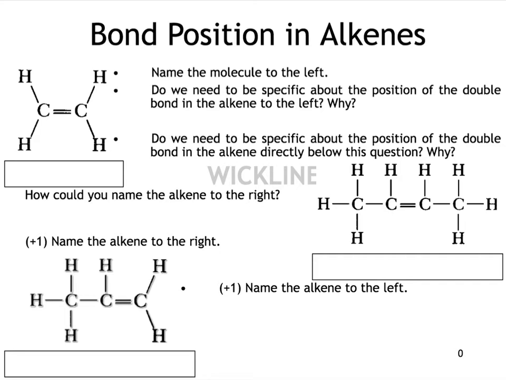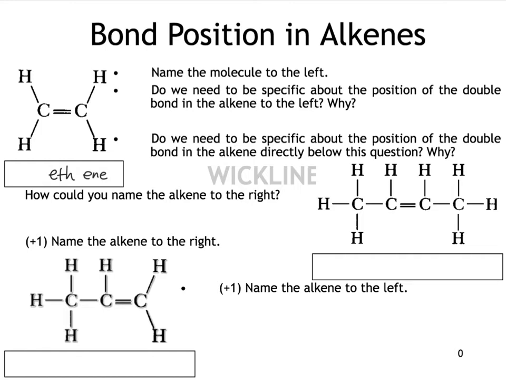All right, first up is bond position in alkenes. Firstly, we can name this molecule to the left. This has 2 carbons and it has a double bond. So we know because of the double bond that the molecule's name is going to end in -ene, and because of the 2 carbons, we know that it will begin with eth.